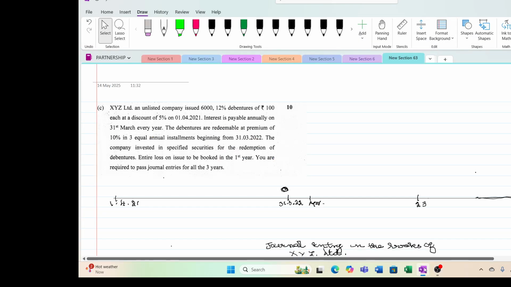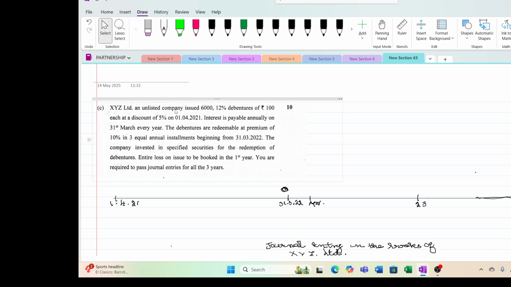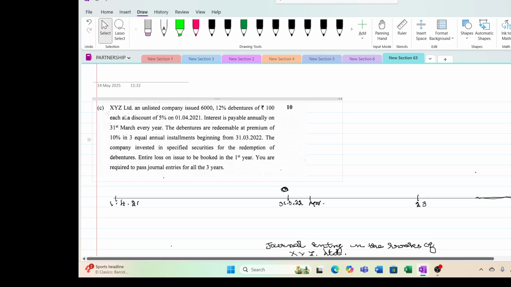Today we are going to see question number 5C of September 24. It is a debenture redemption sum. This redemption is in installment method. Okay, so let us read this sum.